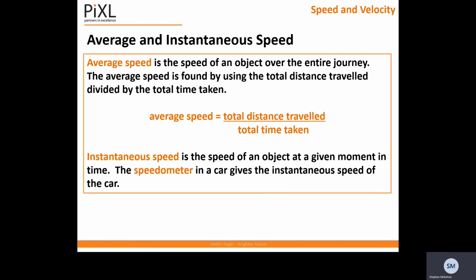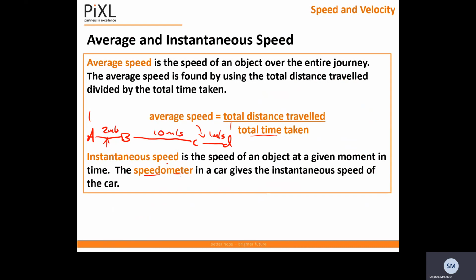The average speed is the speed of an object over an entire journey. So if I started off at A and then I moved along to B and I was going 2 meters per second there, and then I went to C and I was going 10 meters per second, and then I went to D and I was going 1 meter per second, the average speed would be the total distance from A to D divided by the total time taken. The instantaneous speed is the speed of an object at a given moment in time. So the instantaneous speed here would be 2 meters per second, and here would be 1 meter per second. The speedometer in a car gives the instantaneous speed of the car.